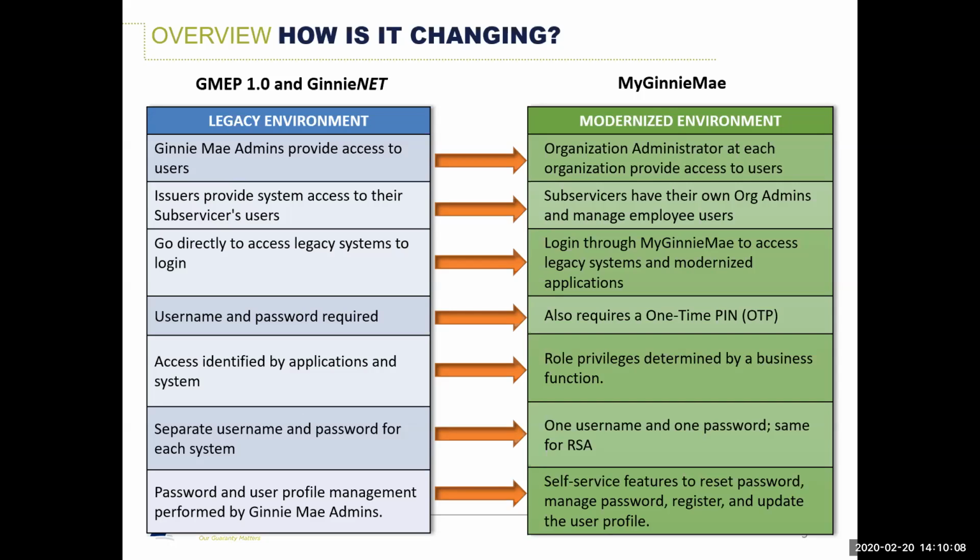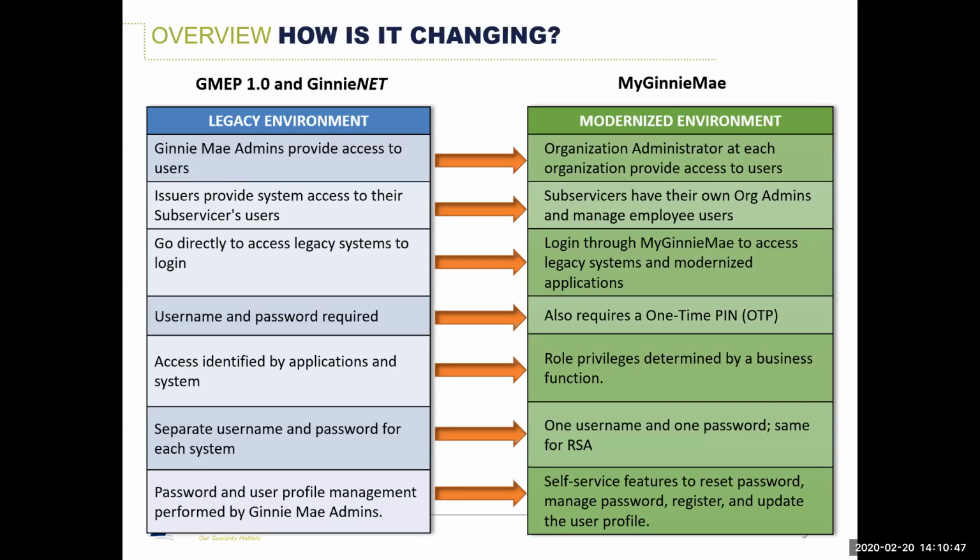In our legacy systems, you used to go directly to the URL to log into those systems. That's no longer true. You'll go to my.ginniemae.gov, and once you log in there, you will have access to those legacy systems. So you no longer use those old credentials and those old URLs. In our legacy environment, you had a separate username and password for each system, and that got you into the portal or into those systems. But in the new portal, you also have to have a one-time PIN. It's that multi-factor authentication, adds an additional layer of security and keeps those business transactions secure.